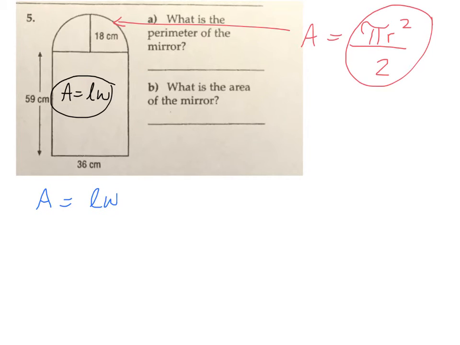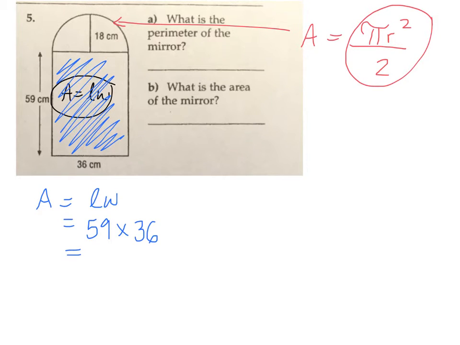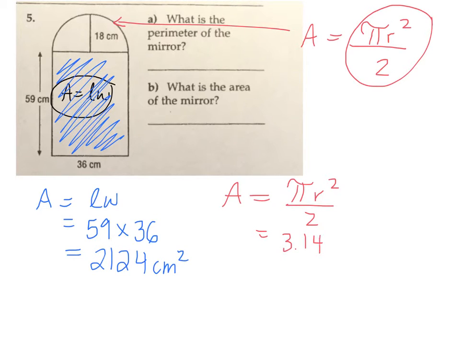What is the length of the rectangle? 59 centimeters. And the width? 36 centimeters. So the total area of just the rectangular part is 2,124 centimeters squared, because it's the area. Then we'll do the area of the semicircle, which is pi r squared divided by 2. I'm going to use 3.14 for pi, and the radius is 18 centimeters.